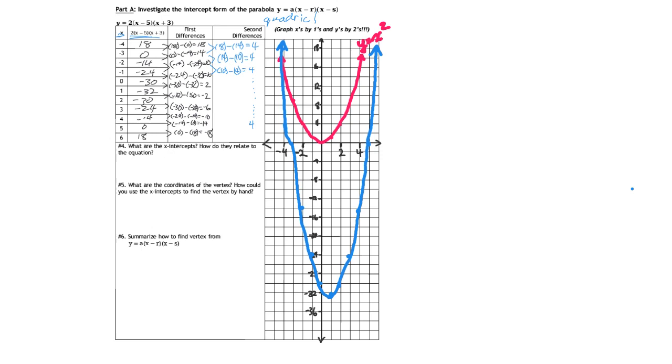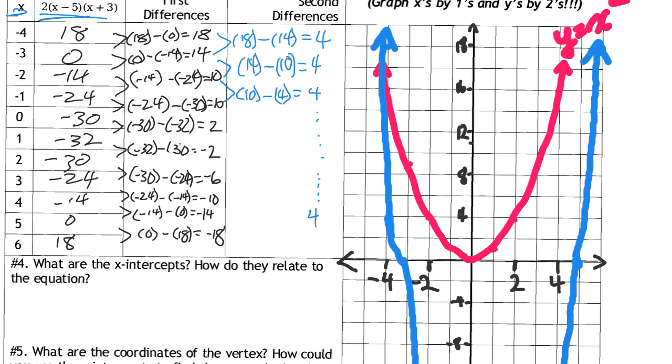Okay? Now let's answer what the x-intercepts are. What you should have realized when you graphed this is that the x-intercepts were here and here. And they were actually x equals -3 and x equals +5 for our x-intercepts. Now, it says here, how do they relate to the equation?